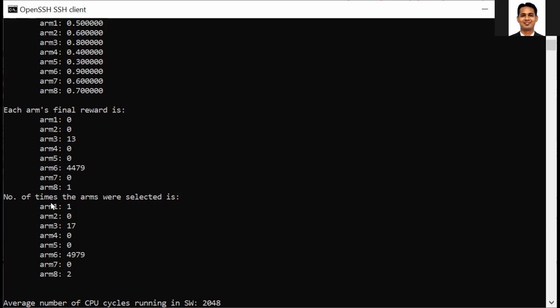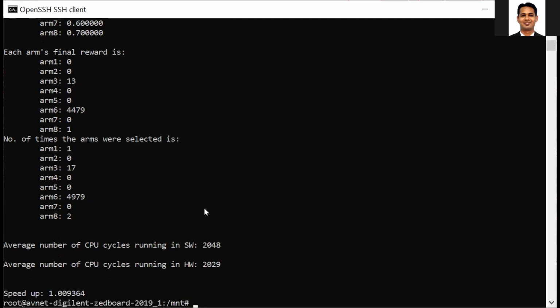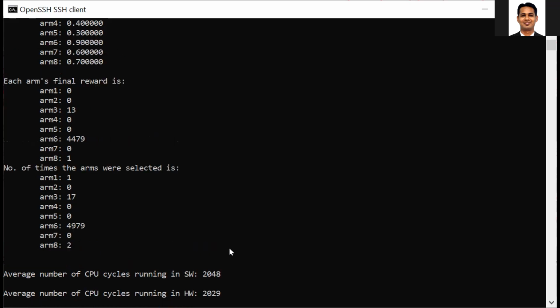I am not selecting the other arms a significant number of times, because I know that those are not optimal arms. The second best arm is arm 3, with 0.9 and 0.8. You can see that the 0.8 arm is selected 17 times. Then you can get the speedup. I have not implemented the algorithm efficiently, but you can implement it efficiently and get a significant speedup of about 1.5 to 2, which we have checked in the past.